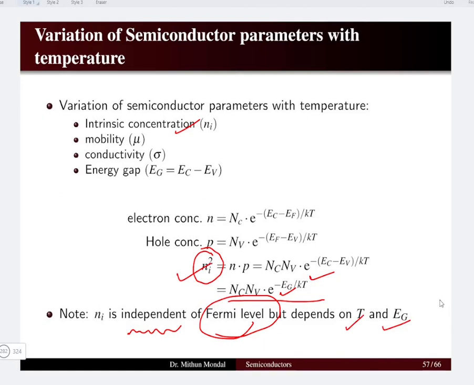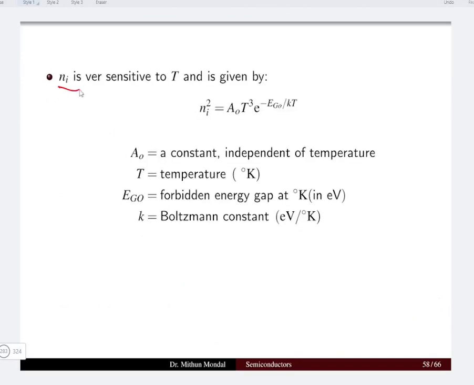So we can say that the intrinsic concentration is very sensitive to temperature and is given by this relationship, where we can see that the cube of the temperature variation will occur and there will be a square of the variation in the intrinsic concentration. So intrinsic concentration is very sensitive to the temperature. The other terms associated with the equation are already given here: the constant A naught, the temperature in Kelvin, the forbidden energy gap Eg naught at 0 Kelvin, and the Boltzmann constant.